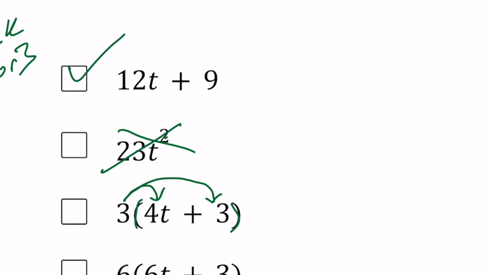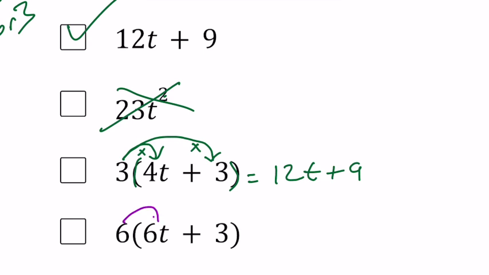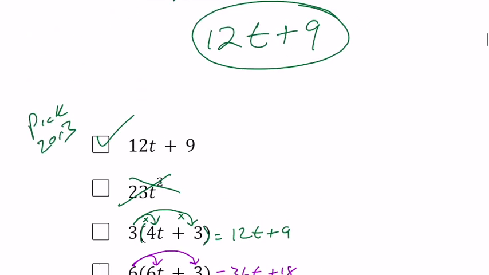And anytime you see your little arrows, hopefully you realize, oh, I have to multiply 3 times 4. That's 12T. And I have to multiply 3 times 3. That's 9. For the other one, same idea. 6 times 6, which is 36T. And 6 times 3, which is 18. Which one of those gave me 12T plus 9? So you're going to notice, hey, look, that one's the same, and that one is different.